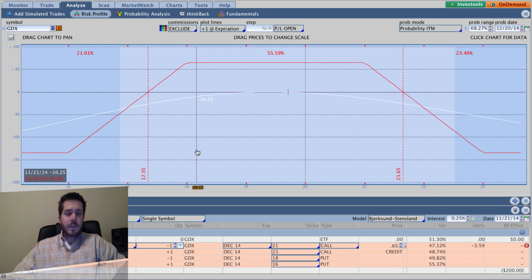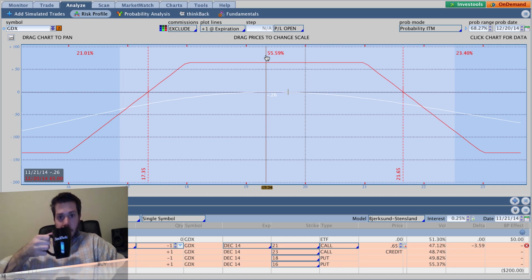So, the slices are automatically set right up to your break-even points. So here we have our lower break-even at 1735. Here we have our upper break-even at 2165. In the middle, we have our probability of staying in between those break-evens. As you can see here, the probability is showing at 55.59, so we're right at the 55 number pretty much, which is perfect.